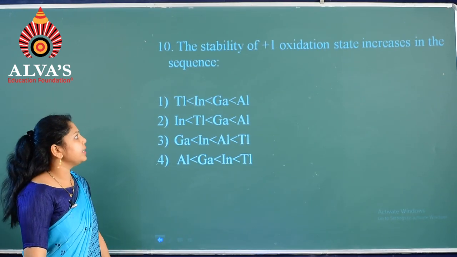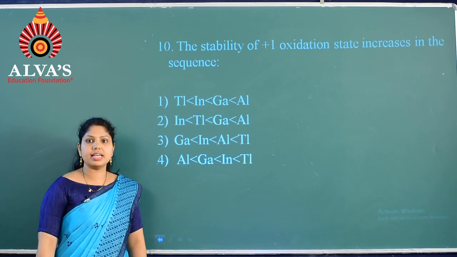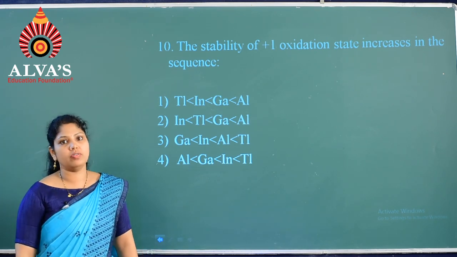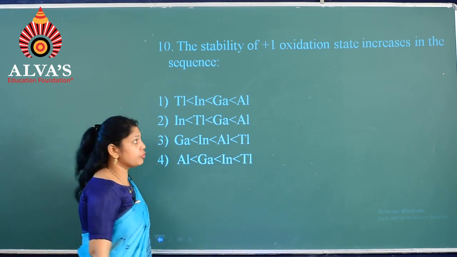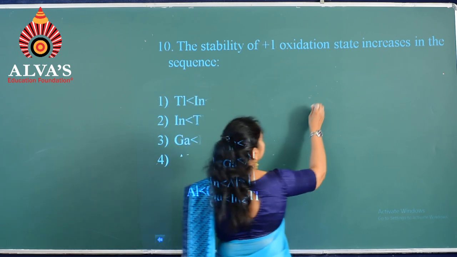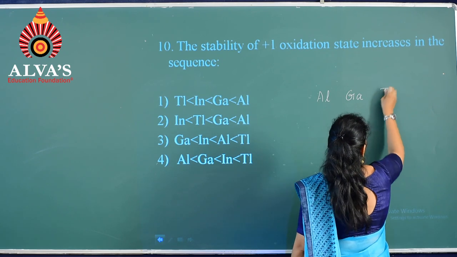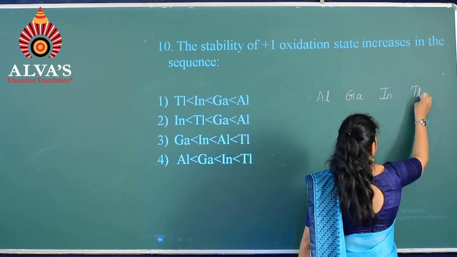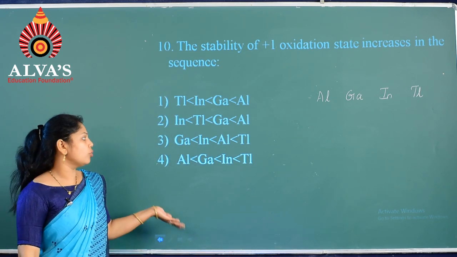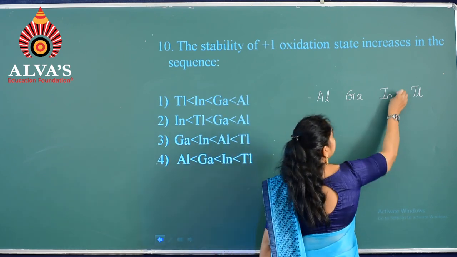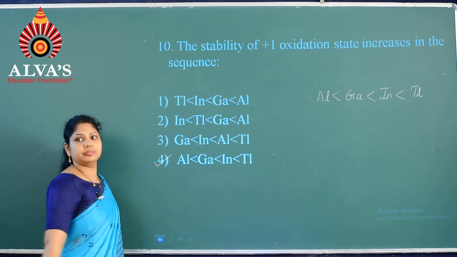Question number 10. The stability of +1 oxidation state increases in the sequence. You know that the stability of the lower oxidation state always increases down the group, and if you observe the options here, all the elements are group 13 elements. So, if I write the group 13 elements, it is aluminium, gallium, indium and thallium. So, the stability of +1 oxidation state increases down the group in this particular order. Hence, the option is 4.